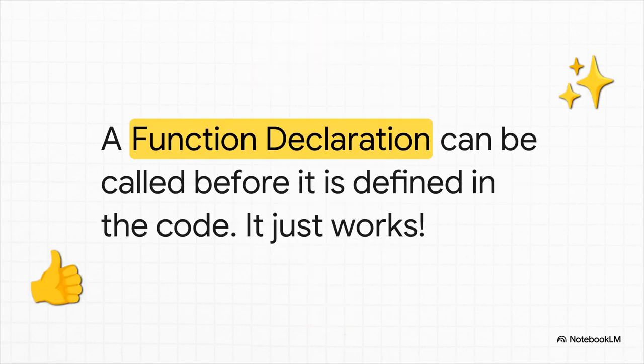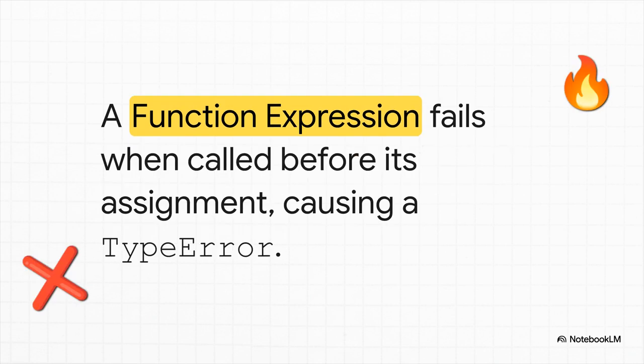So check this out. With a function declaration, you can actually call the function before it even shows up in your file, and it just works. No errors, nothing. This is super handy, by the way. It lets you put your main, important logic right at the top of your file where it's easy to see and tuck all the helper functions away at the bottom. But if you try that exact same thing with our function expression, bam, your program crashes and burns. You get a big, fat type error that says function1 is not a function.